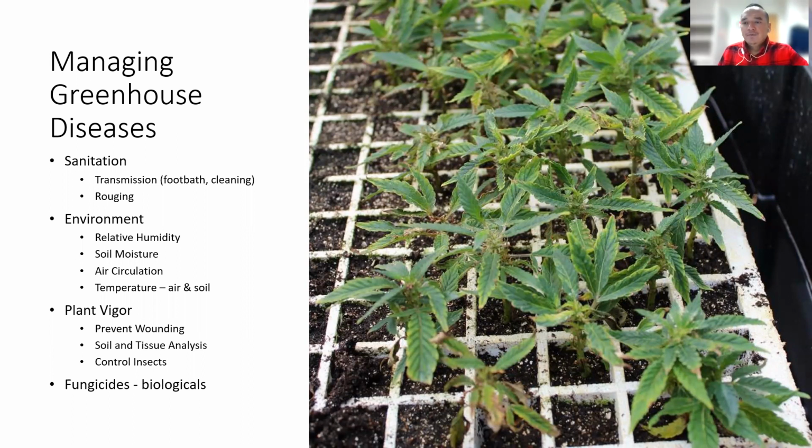Plant vigor is very important to maintain plant health. Healthy plants may be more resilient to diseases and prevent wounding. Of course, we know a wound on plants can be an open door for pathogens to infect the plant. Nutrients for plants are important. Make sure we give our plants in the greenhouse sufficient and proper nutrients, and that way they can be more healthy. And again, healthy plants can be more resilient to diseases.